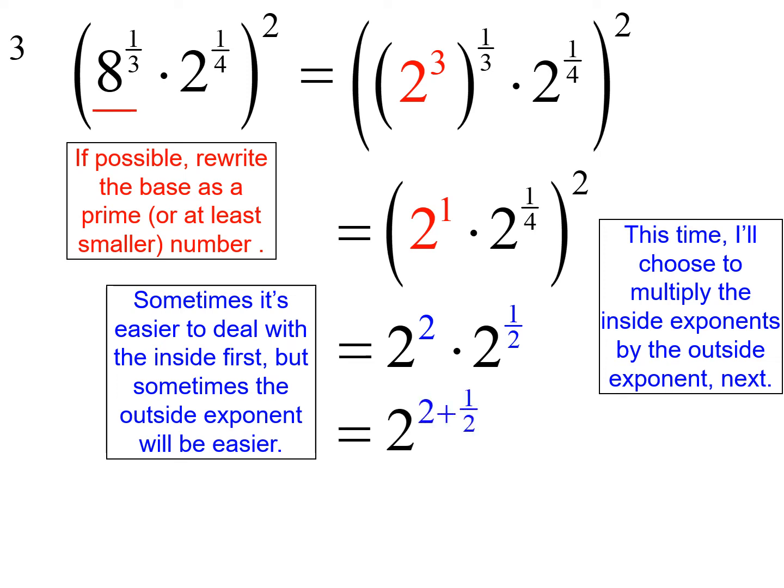We now have like bases. We can definitely add them. We're going to find a common denominator. 2 will be rewritten as 4 over 2. Now we have a common denominator. Our final answer is 2 raised to the 5 over 2 power.